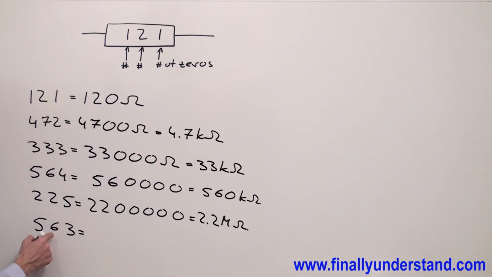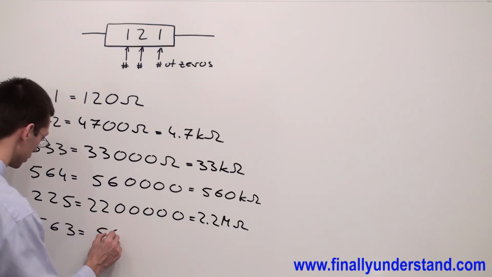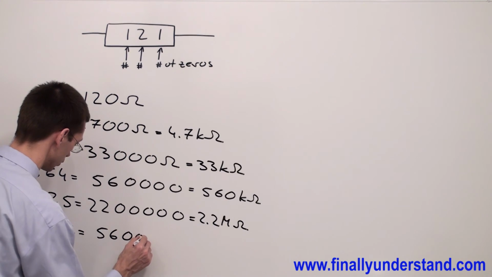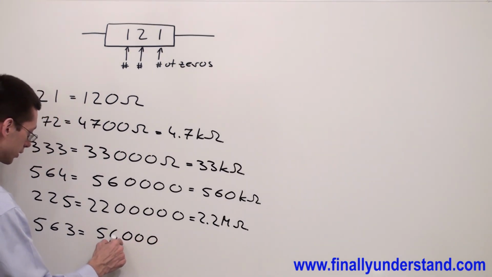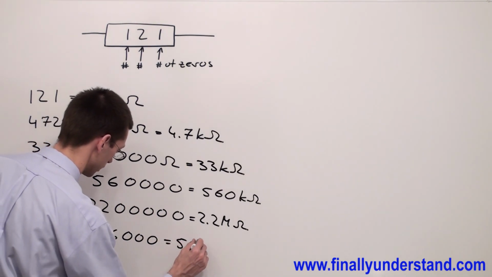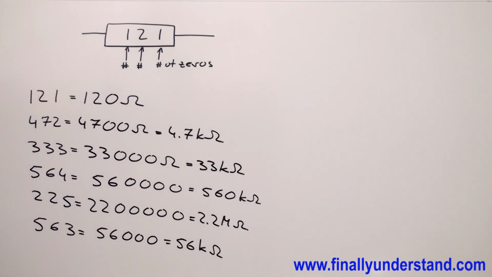Let's take a look at the very last example. I have digit, digit, number of zeros. I have 5, 6. How many zeros do I have? 3. 1, 2, 3. Move the decimal point 3 times to the left side, and you will have 56 kiloohms. These are the solutions to these problems.